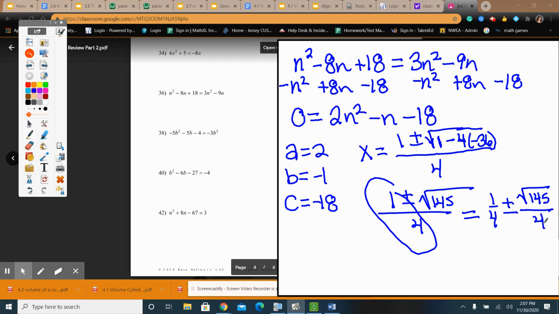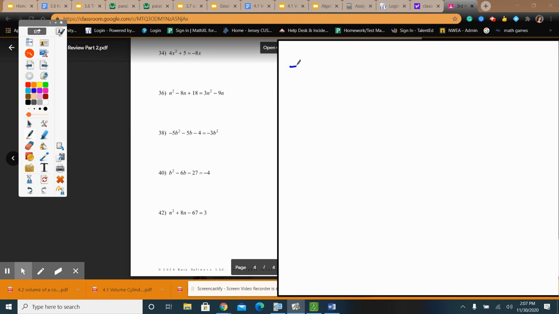Okay, what do we got next? 38. Again, I don't have 0 on one side. I have lots of negatives. So you actually have two choices here. I would have just moved everything to the right, but you could have multiplied everything by -1 and then moved over to the left. So that's up to you. Let's go ahead and just move everything to the right.